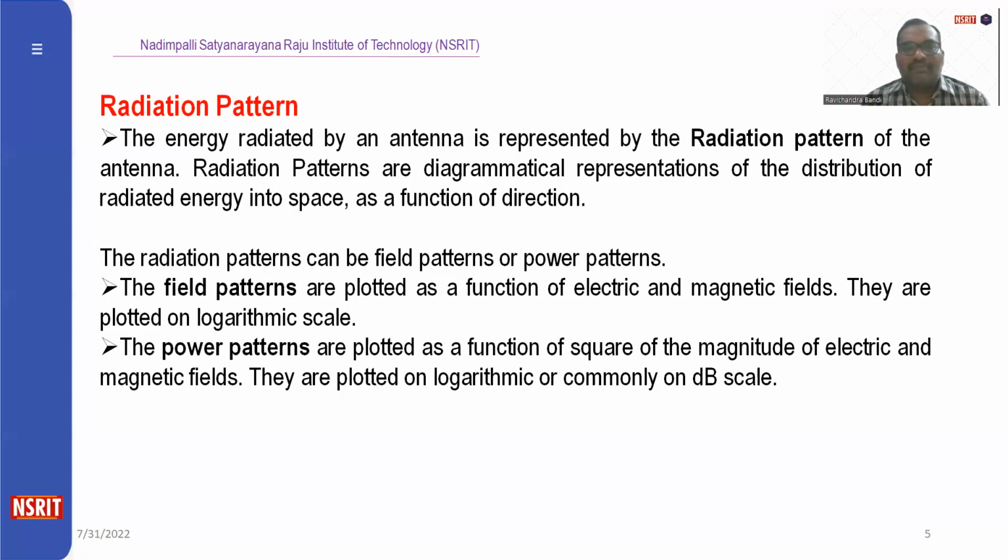The radiation pattern can be a field pattern or a power pattern. The field patterns are plotted as a function of electric and magnetic fields. They are plotted on a logarithmic scale. The power patterns are plotted as a function of the square of the magnitude of electric and magnetic fields. They are plotted on a logarithmic or, commonly, dB scale. The field patterns are plotted on a logarithmic scale, whereas power patterns are plotted on a dB scale. That is the difference.